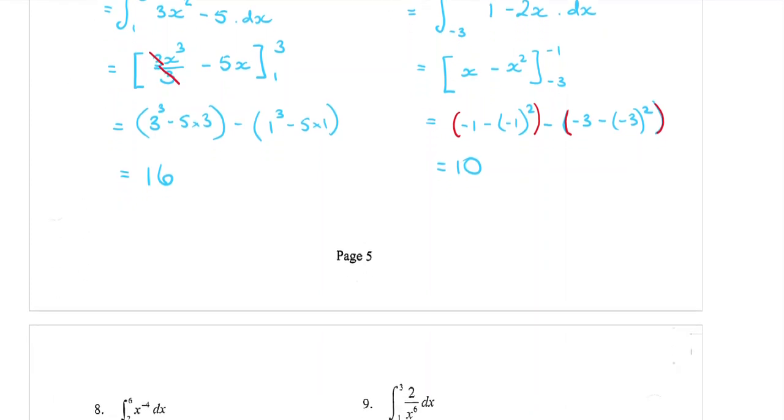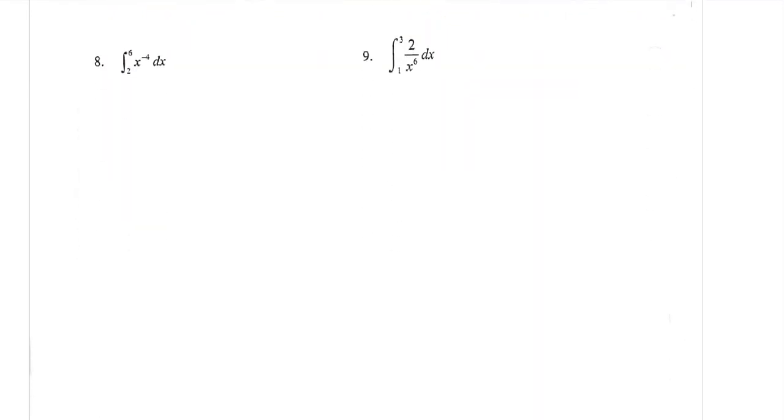Alright, next page. Question 8. Alright, these ones are here because they involve negative powers, but that's no worries to us. We can do that. So this first one, don't need to do any rearranging. We can do it straight away. But when you add 1 to the power, remember from -4, it's going to become, no, that's going to be smaller, -3. That's what you've got to be careful of with negative powers. So it's x to the -3 over -3 between 2 and 6.